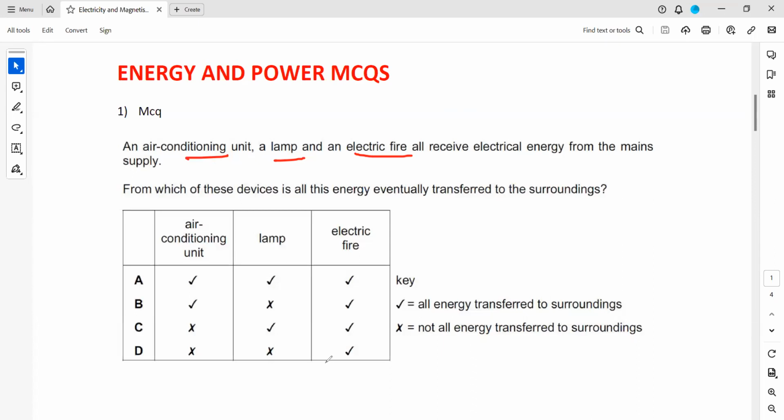So whether it is an air conditioning unit, a lamp, or an electrical heater or electric fire, all these electrical devices transfer all of their energy to the surroundings. Useful and not useful is a different thing, but all energy is transferred to the surroundings. That's why A is the right answer for this.